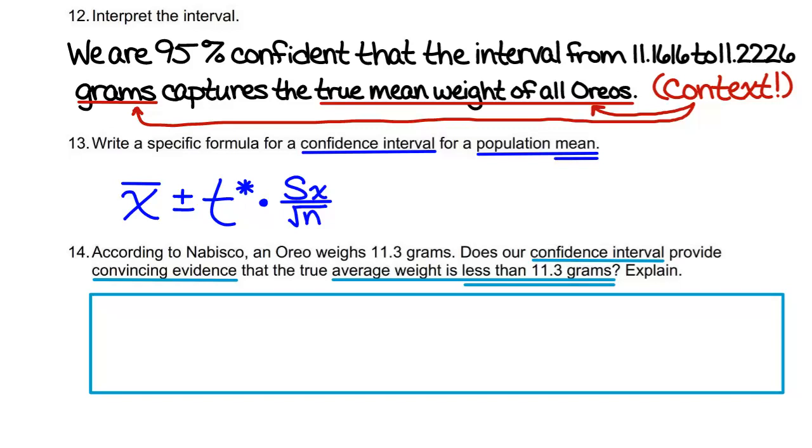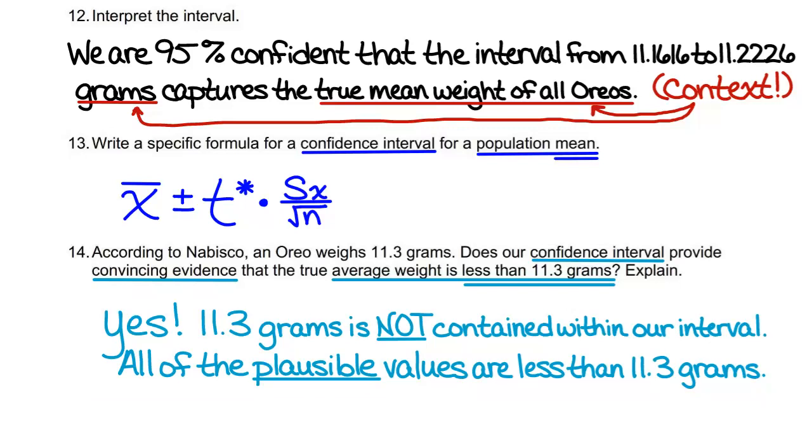What is the largest plausible value for the true mean weight? 11.2226. 11.3 grams is not contained in the interval. All the plausible values are less than 11.3 grams. Not tons, but think about how many packages of Oreos they produce. Do you think that skimping a little bit like that on each cookie would save them money? They definitely have an incentive to skimp just a little bit then.